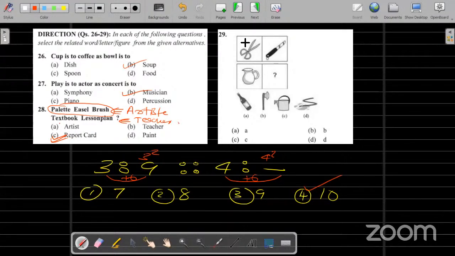Now, scissors and knife. This is a knife. It's very difficult to identify that it's a knife. That's a problem. Scissors and knife are used to cut things. And this jug is used to pour water. Similarly, this thing. So option C is the answer to that question.